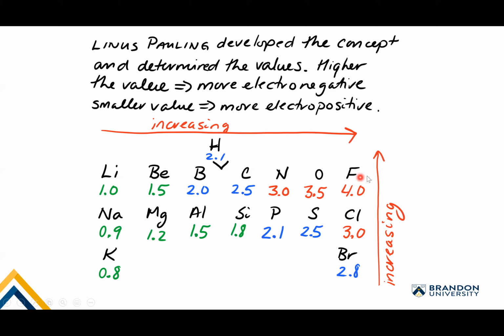So going across the first row, boron is the least, then carbon, nitrogen, fluorine, so to speak. Hydrogen's up over here, but it sort of fits in between boron and carbon at around 2.1. And as you go down the periodic table, this number tends to decrease.